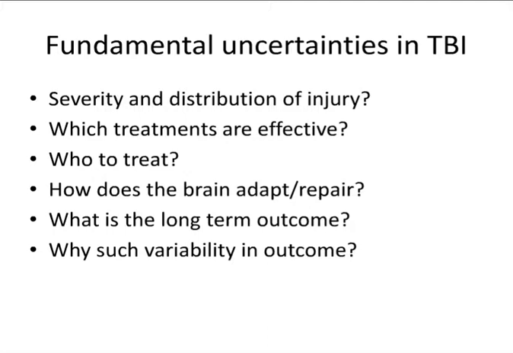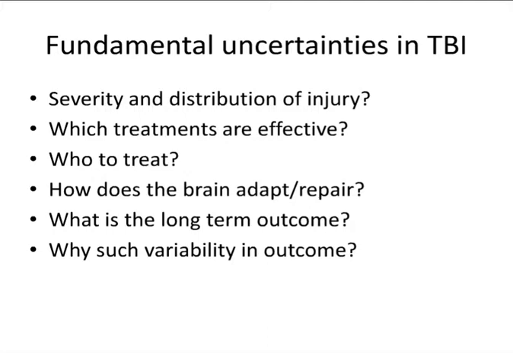We don't really know which treatments are effective. In fact, to this day, we don't have a single therapy that is effective in treating specifically the axonal damage that occurs in TBI. We don't know which individuals are more likely to respond to treatment or to intervention compared to those who will not. We know so little about how the brain adapts and repairs itself after TBI.